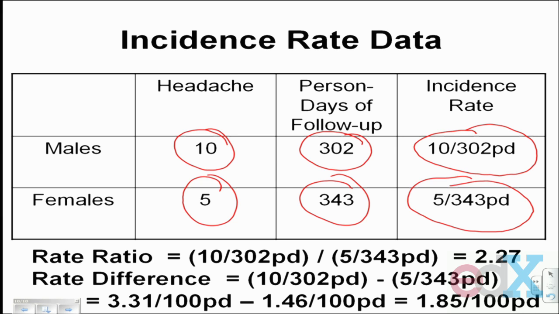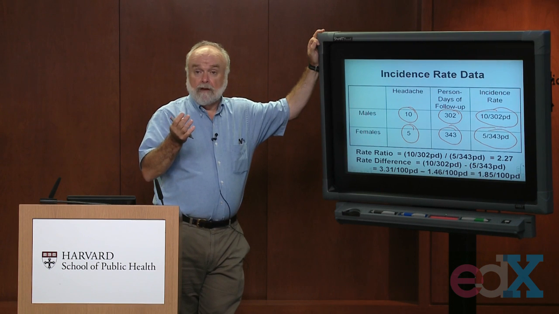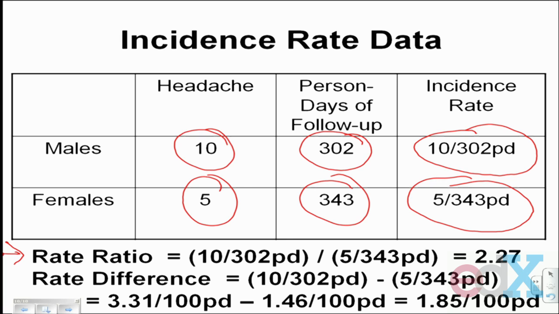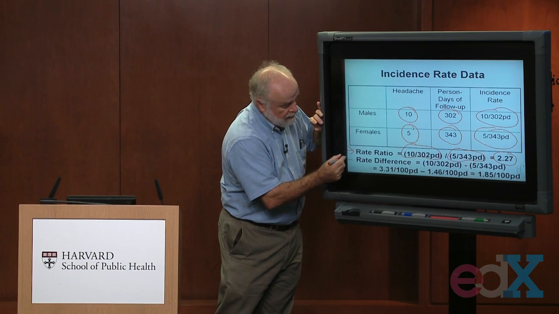Once again, once we have these outcome measurements, these incidence rates, we can develop a measure of association by taking the ratio of those two incidence rates, dividing the 10 cases out of 302 person days that we saw among the men by the 5 out of 343 person days that we saw in the women, coming up with a ratio measure of 2.27. And the way we interpret that is we say the incidence rate for developing headaches for men in the class is 2.27 times that of the women. It's what we have to multiply the incidence rate for the non-exposed group by to get the incidence rate for the exposed group.